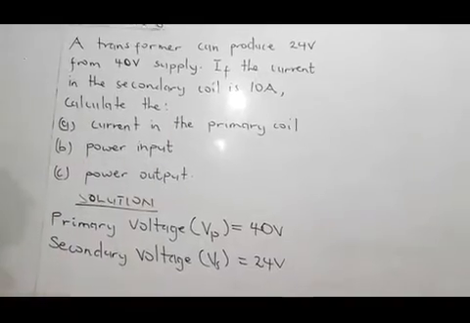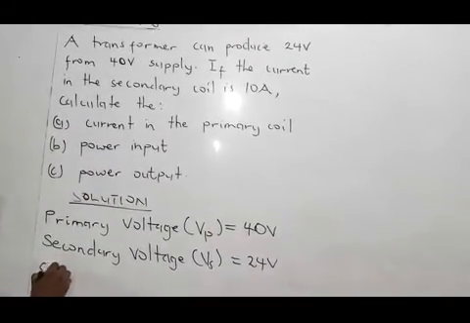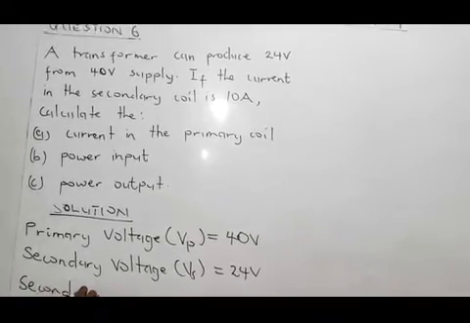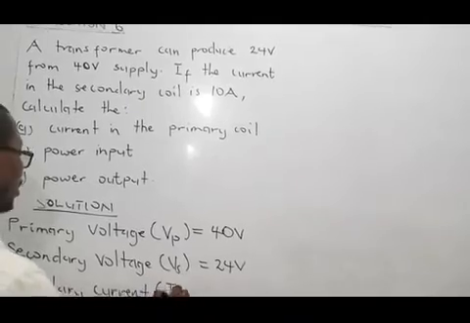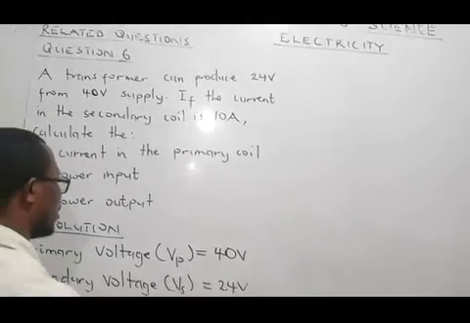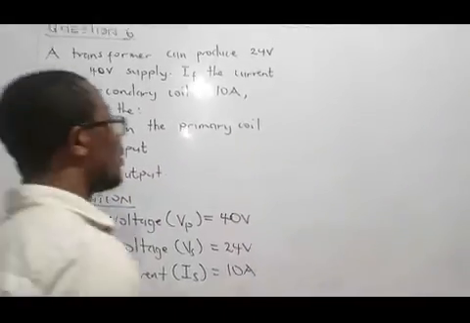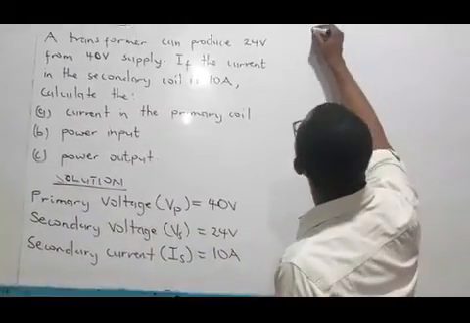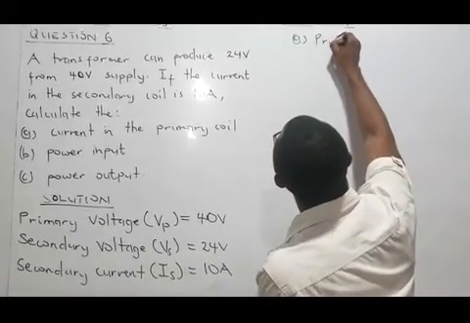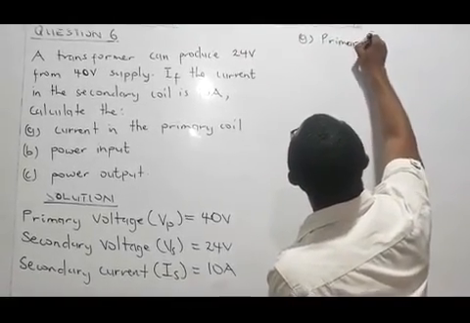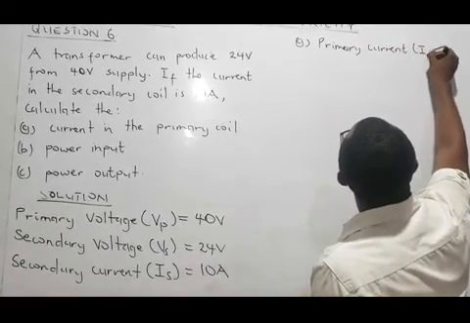And then the secondary coil receives current of 10 amperes, so that's the secondary current, IS, 10 amperes. So the first question, A, is asking the current in the primary coil. So you have the primary current, IP.